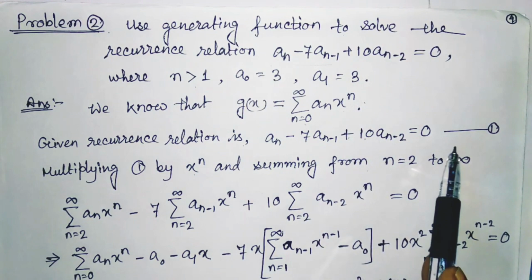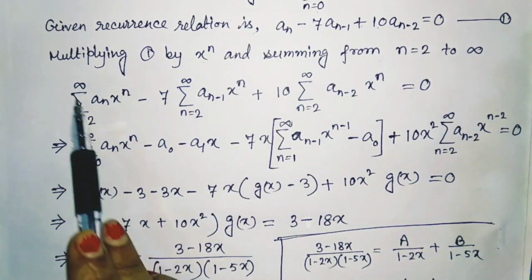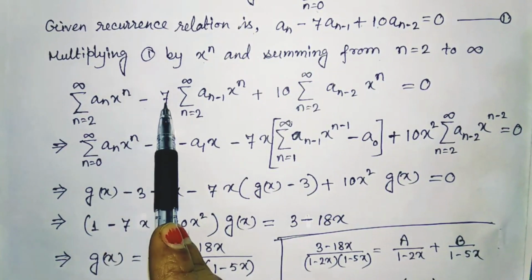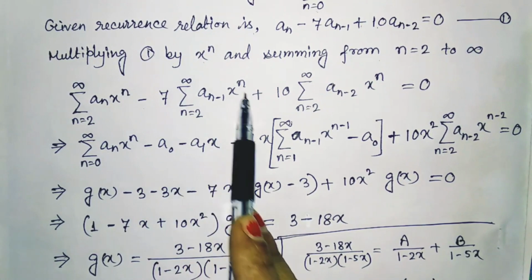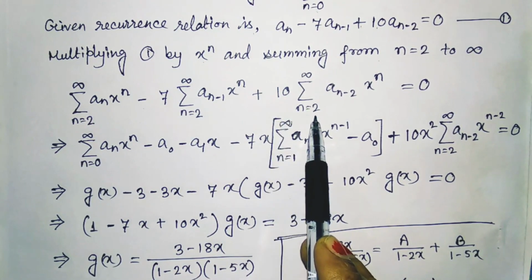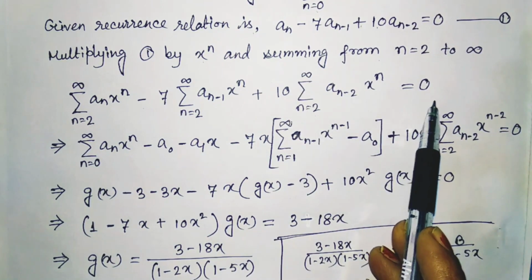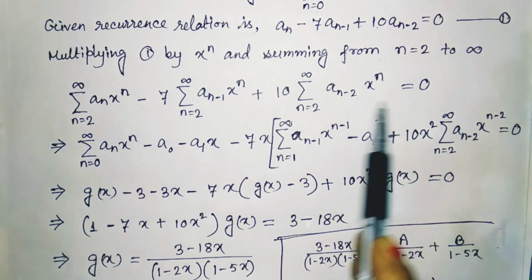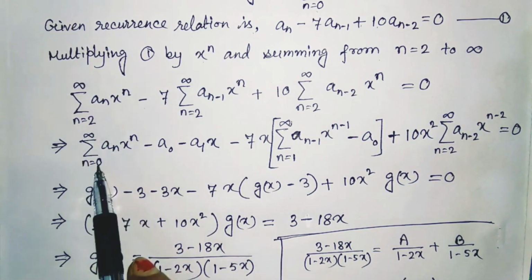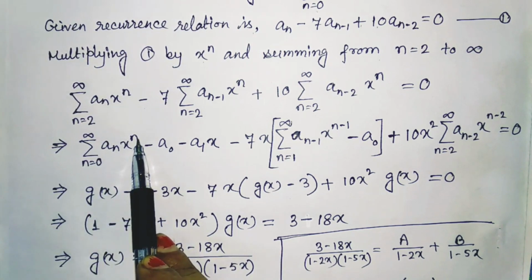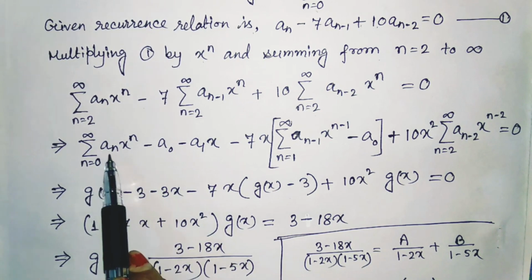After doing this, we find the equation: summation n from 2 to infinity a_n x to the power n minus 7 into summation of n from 2 to infinity a_(n-1) x to the power n plus 10 into summation n equals 2 to infinity a_(n-2) x to the power n equals 0. Now this will imply, if we write 0 instead of 2, then a_n x to the power n, and we write two extra terms: one is a_0 and another one is a_1 x.